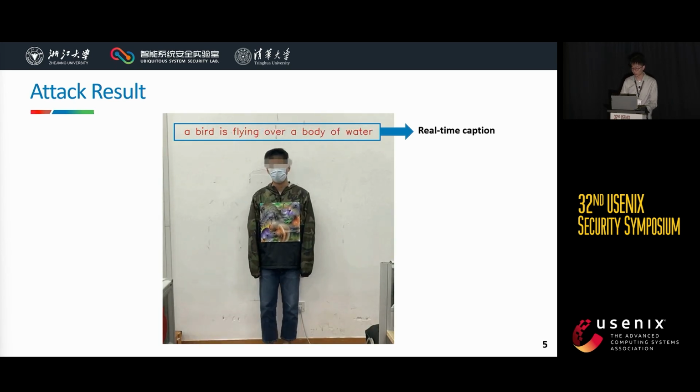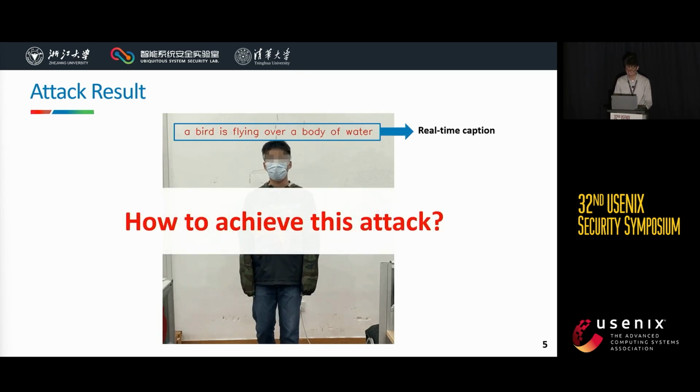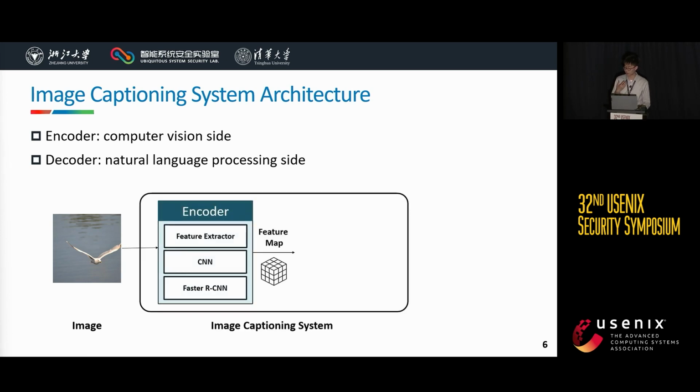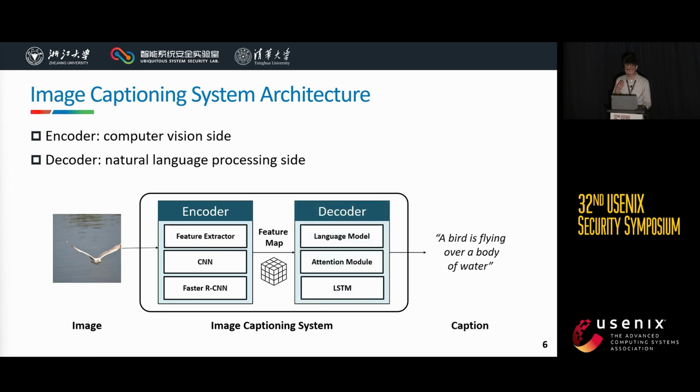You may have a question: how to achieve this attack? To achieve this attack, we first analyze the structure of the image captioning system. It usually adopts an encoder-decoder architecture, which can be divided into the computer vision side encoder and the natural language processing side decoder. The encoder often uses CNN or Faster R-CNN models to extract features from the input image. The decoder often uses attention modules and LSTM to generate the output caption with the input features.